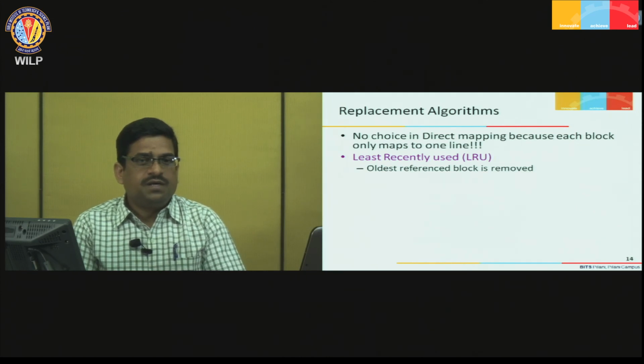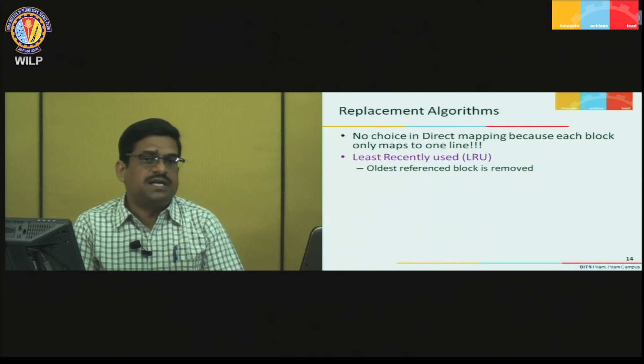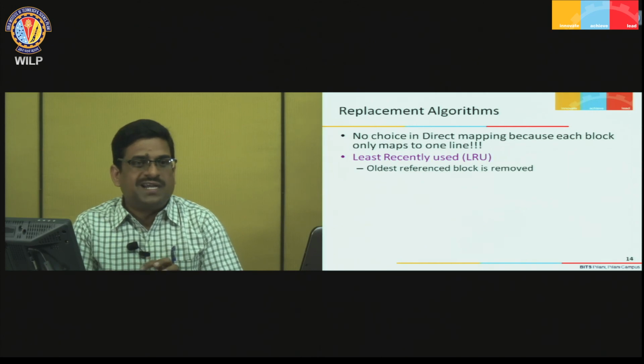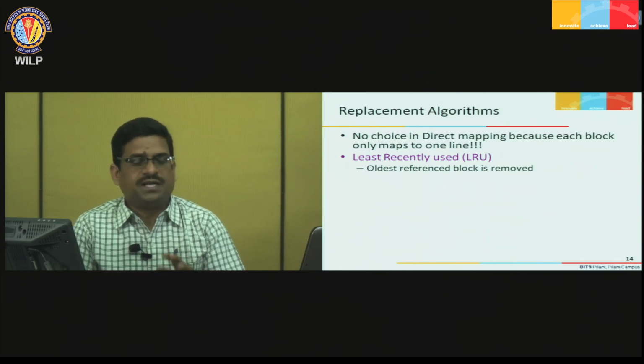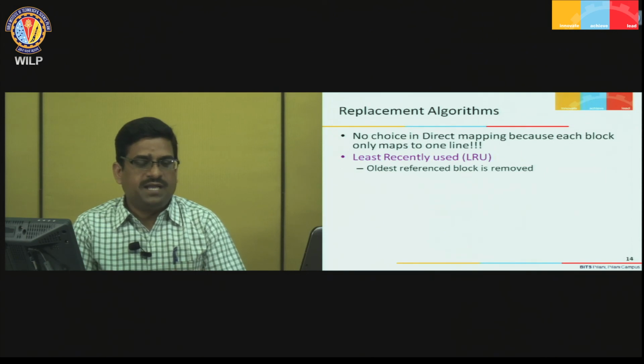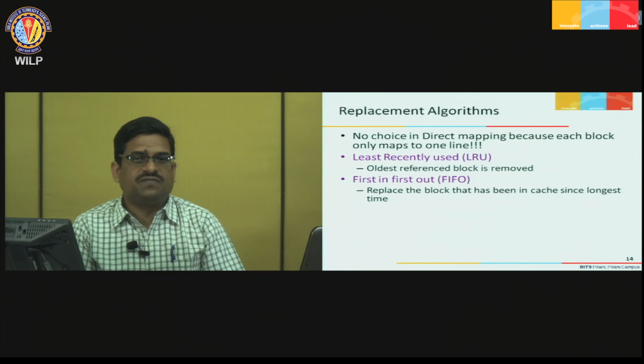So, what is the rationale behind this? The rationale is that that line is not going to be used in the current time frame. It was used long back. So, maybe the block was transferred some time back and used completely by the processor, meaning whatever program execution related to that has been done, and now it is not required. So, that is the rationale behind that. Second is first in first out, simple.